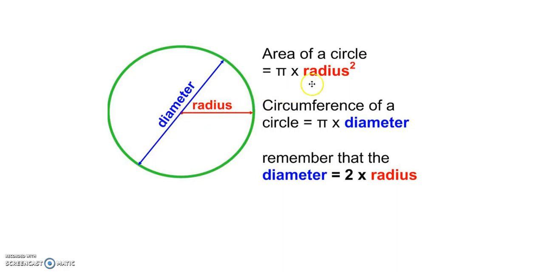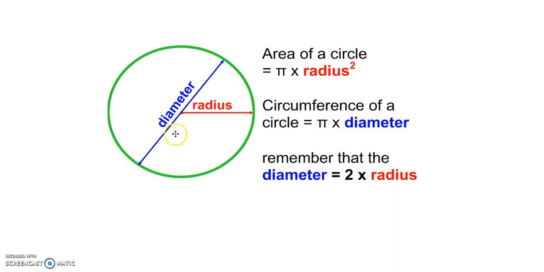So if we have a radius of 3, it would be pi times 3 squared, or 9, so you'd get the answer 9 pi. You can either leave it as 9 pi, or you can multiply 9 by the symbol pi to get a more exact answer. We do not need to focus on measuring the circumference of a circle right now, so you can ignore that.